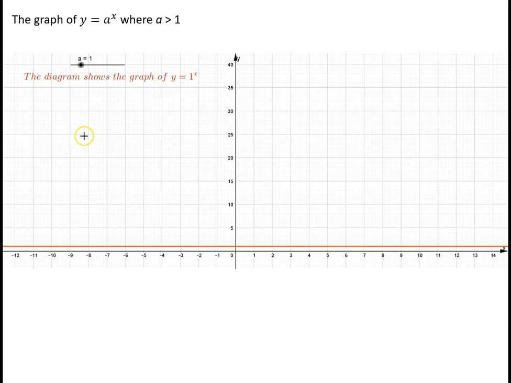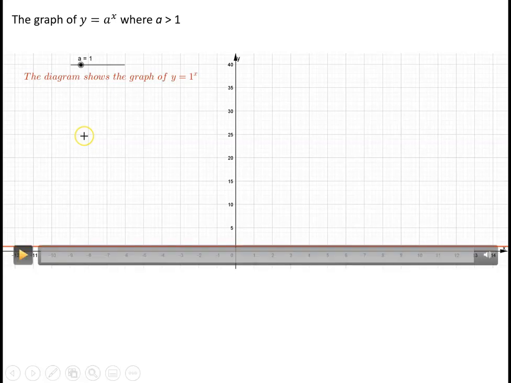Now what we're going to do is have a look at the graph of a to the x, and to begin with we're going to have a look at the graph of a to the x where a is greater than 1. So let's have a look at the video.